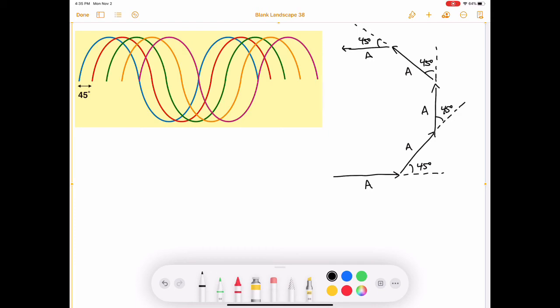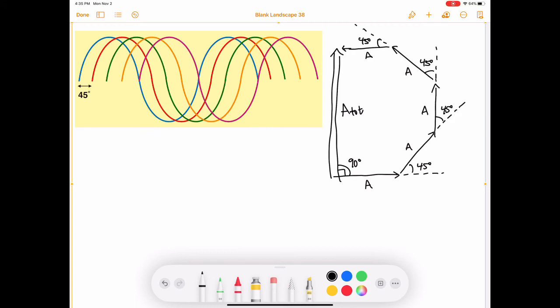So the total amplitude goes from the tail of the first phasor to the tip of the last phasor. So this A net or A total is a phasor that's pointing straight up like this. Now, just by looking at the diagram, we can tell that the total phasor is at an angle of 90 degrees to the first one. Okay, that's a right angle right there.